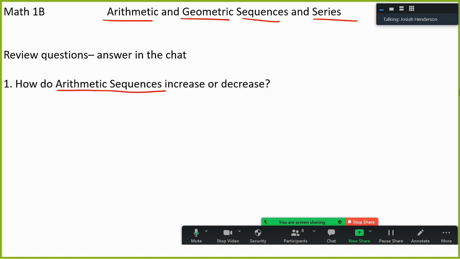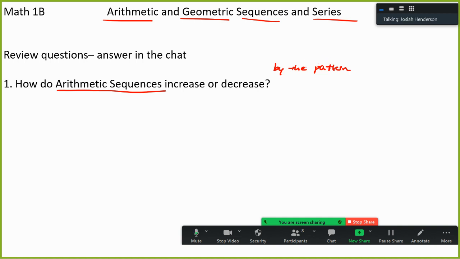I do want to. Oh, go ahead. Someone's talking. I was going to say that how they increase or decrease. Sorry, I wasn't going to explain how they increase or decrease. I was going to explain how you can tell that they increase or decrease, and that's by the pattern that they have. Totally. By the pattern. Thank you, Levi. Pattern.